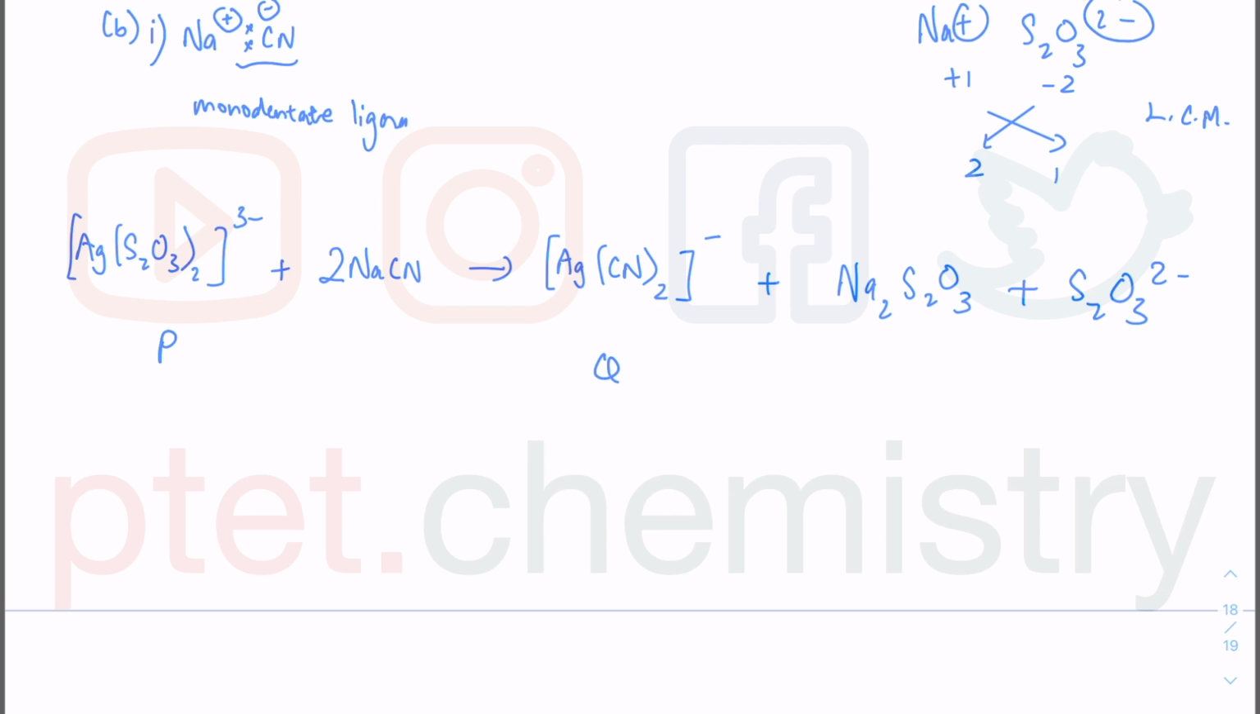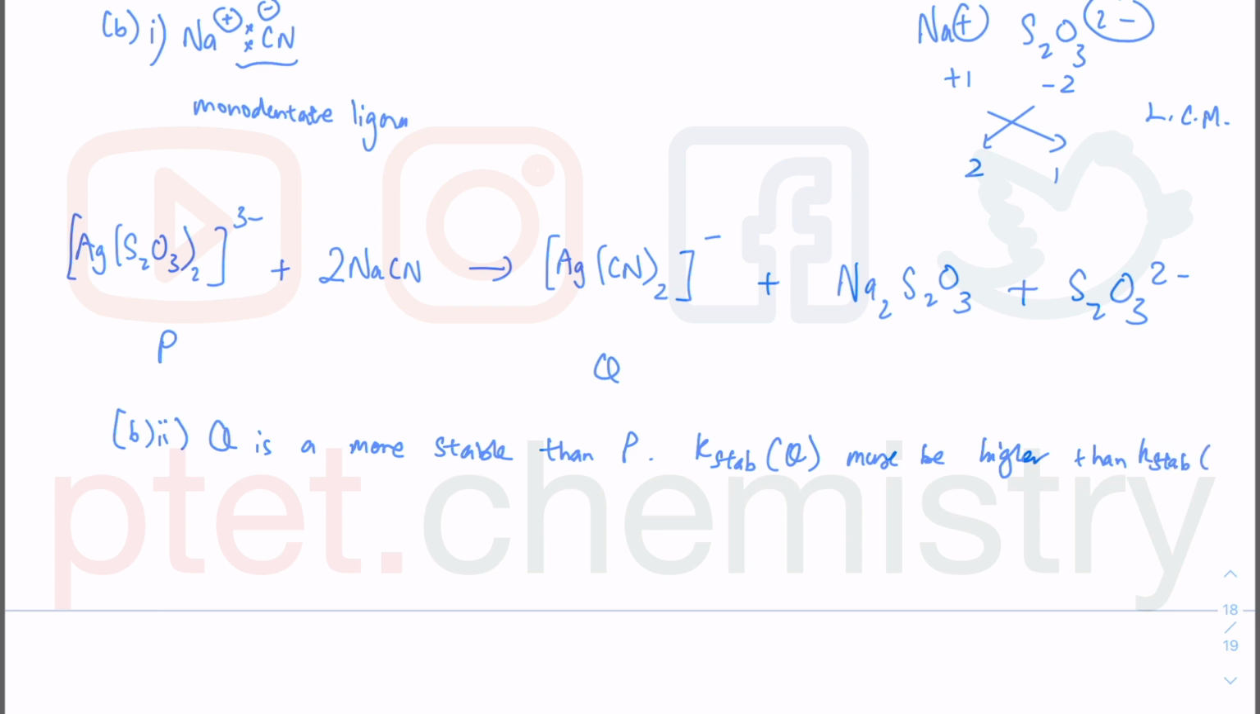Going back to this reaction, all of these are actually in equilibrium. The fact that you have more of these in higher concentration than these is a result of you forming a more stable complex. So Q must be a more stable complex than P. Or K step, the stability constant for Q, must be higher than the stability constant for P. Higher than K step of P.